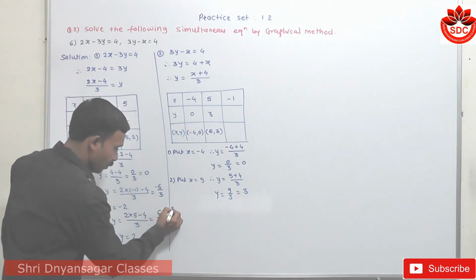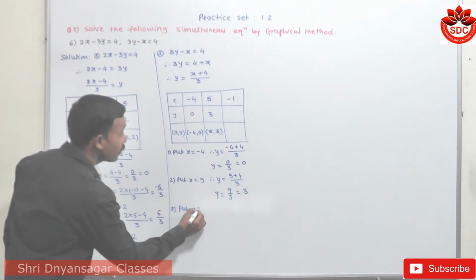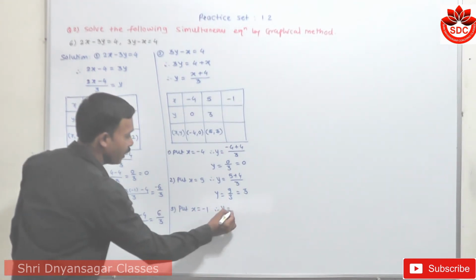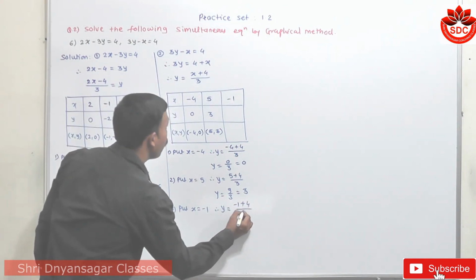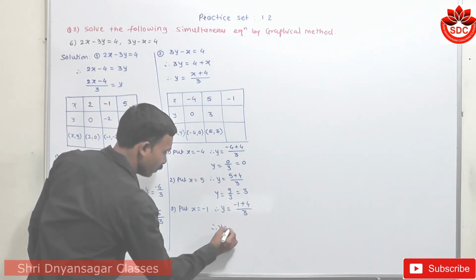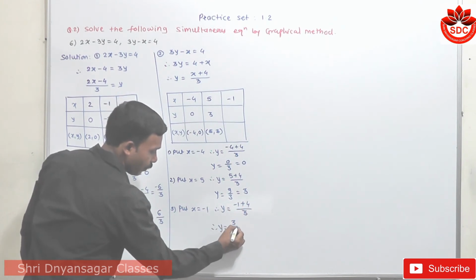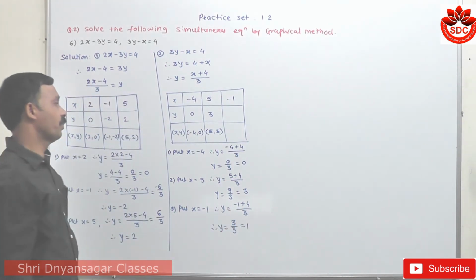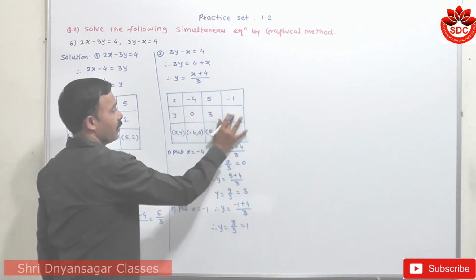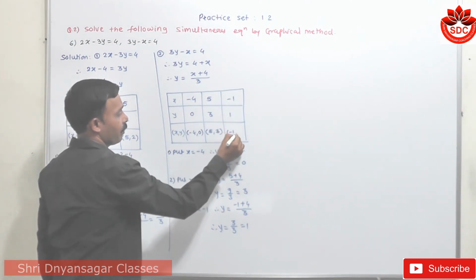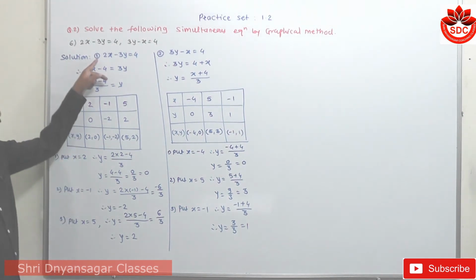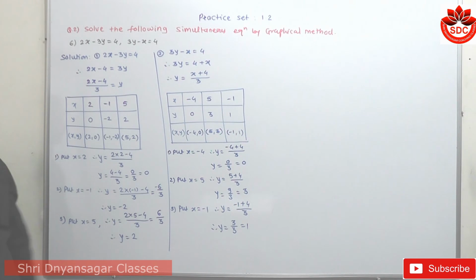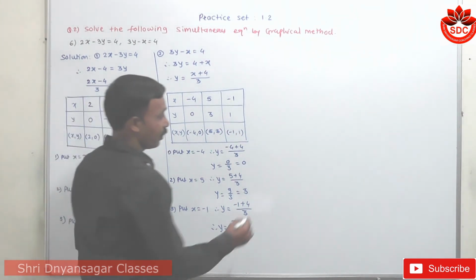Then the third one, put x is equal to minus 1, therefore y is equal to minus 1 plus 4 upon 3. Therefore y is equal to 3 upon 3, which is 1. Means this value is 1 and the ordered pair is minus 1 and 1. This is the table for the first and this is the table for the second equation. Then we draw the graph of these 2 equations.